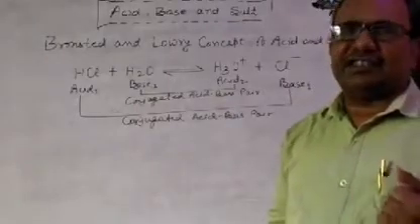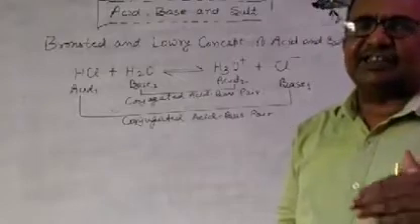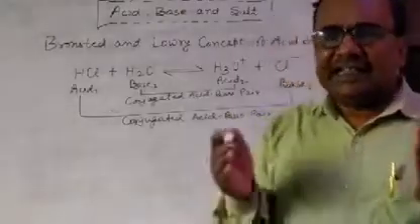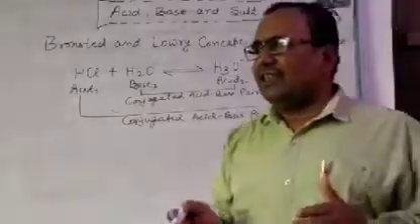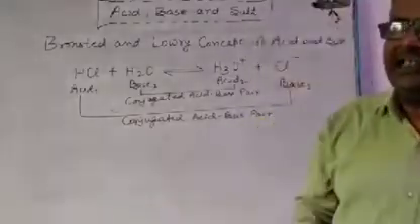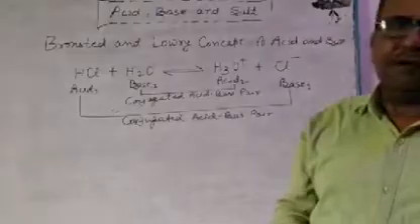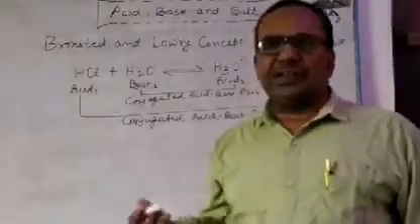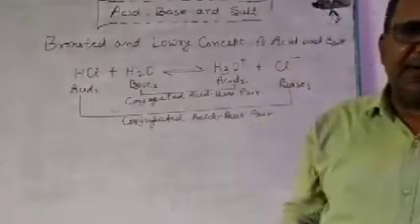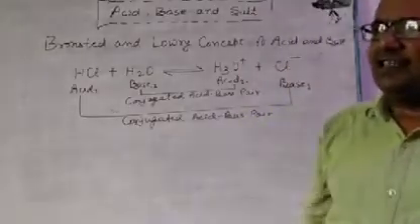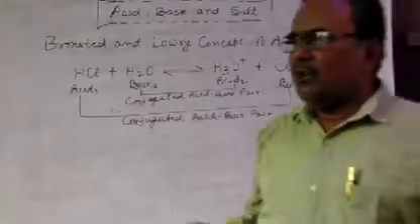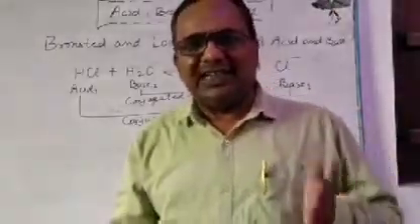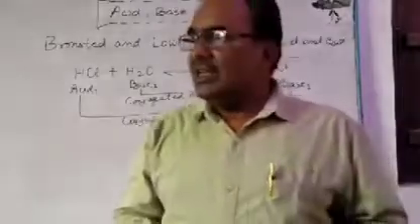For example, HCl is acid, its conjugated base pair is Cl minus ion. The negative part of acid is known as conjugated base of acid. For example, H2SO4, the conjugated base is sulfate ion. For example, H3PO4, phosphoric acid, the conjugated base of phosphoric acid is phosphate ion.